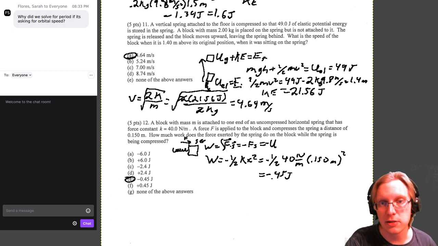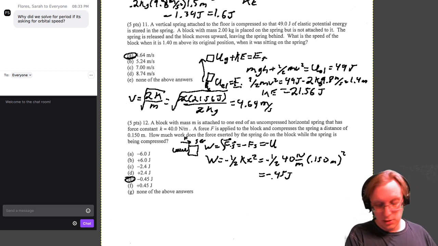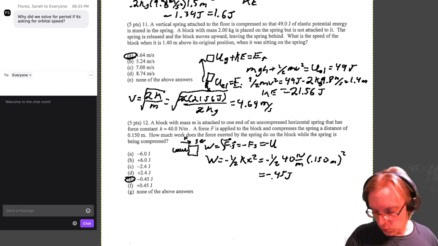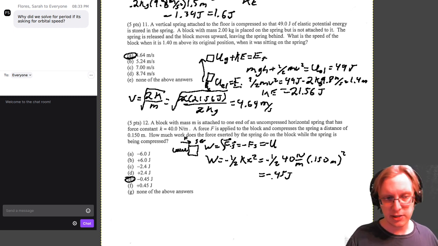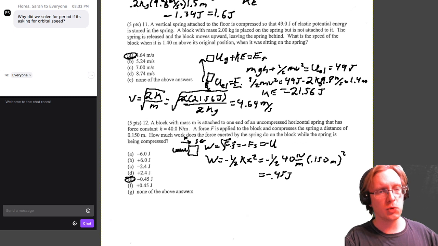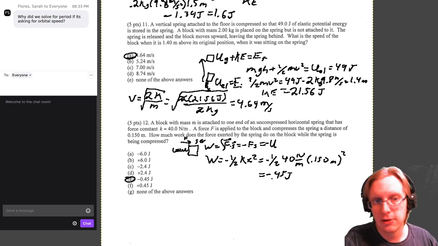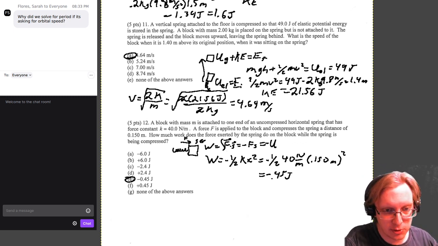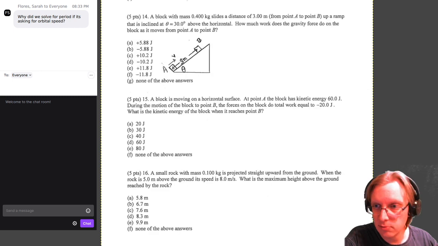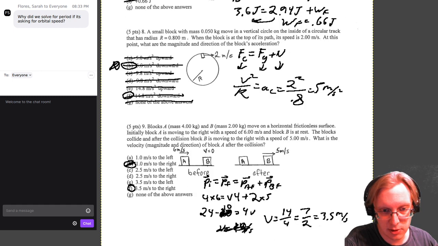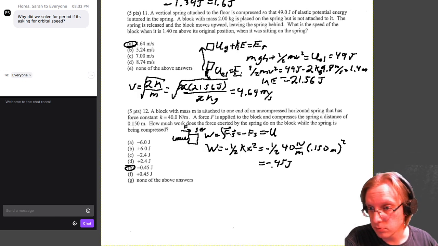Let's make sure I didn't say something stupid, because we're always so close to saying stupid things sometimes. Negative 0.45, very good. Sometimes because of how prepositions are worded, it's like, what? Why did you ask that question? Why not ask the question, how much work was done on the spring? That'd be a much more simple kind of question. That was the last one, right? Let's see here. Nope, not that one. This one. Yeah.